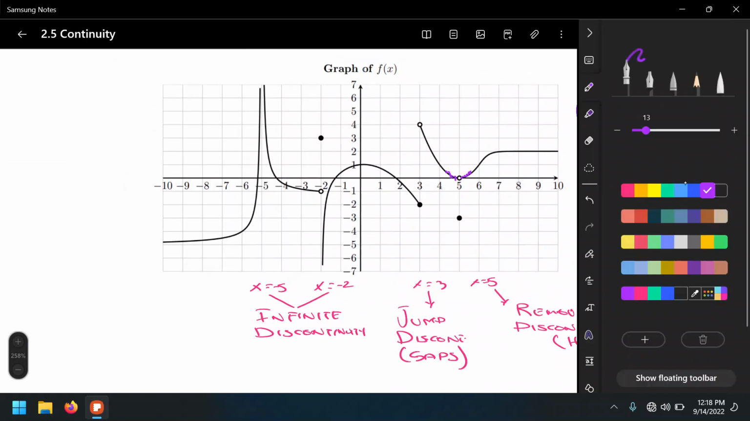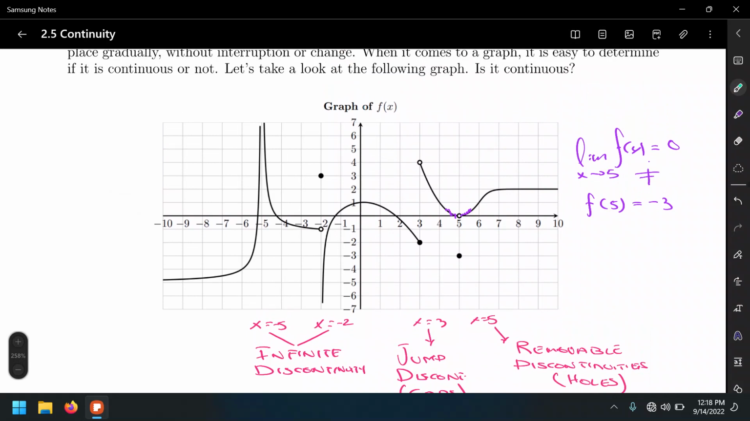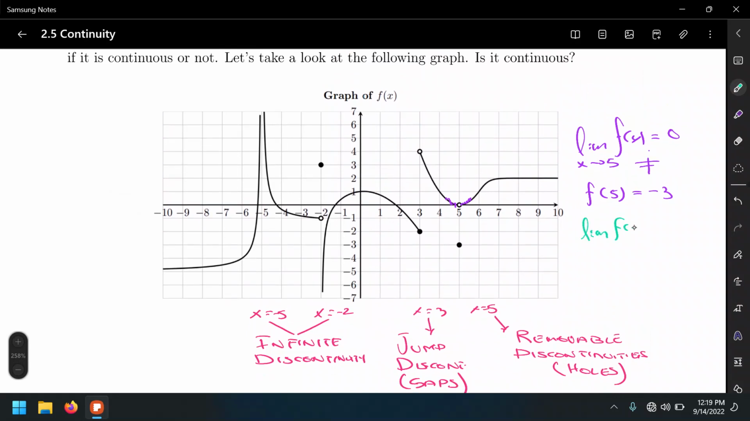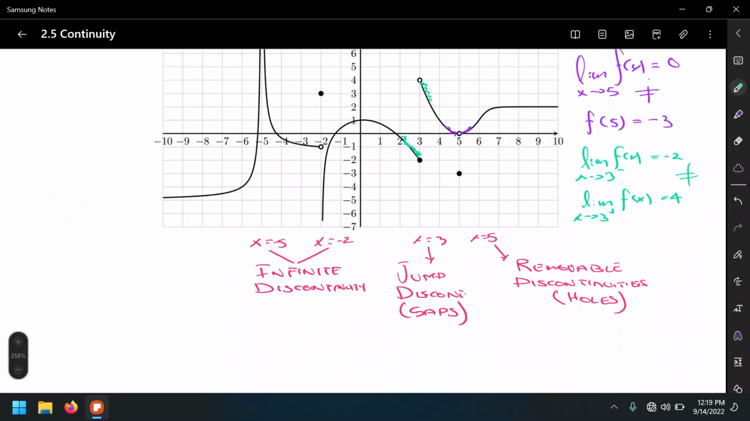Let's see. What's the limit of f of x as x approaches 3 from the left? What are we getting? What's the y value being hit? So negative 2. What about the limit of f of x as x approaches 3 from the right? Do the limits agree? No. So this confirms the jump discontinuity. Both limits coming from different directions do not agree to the same value.